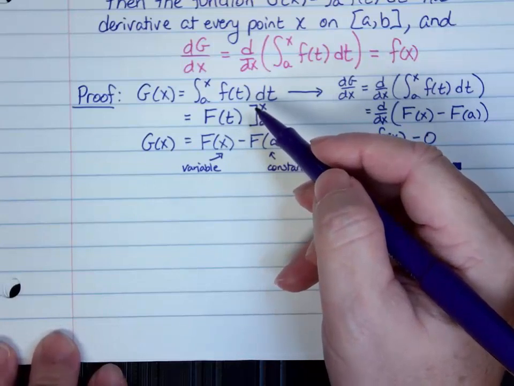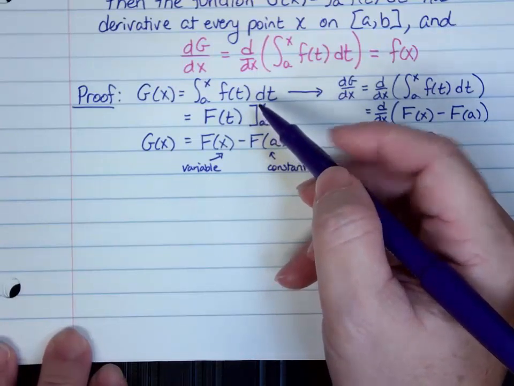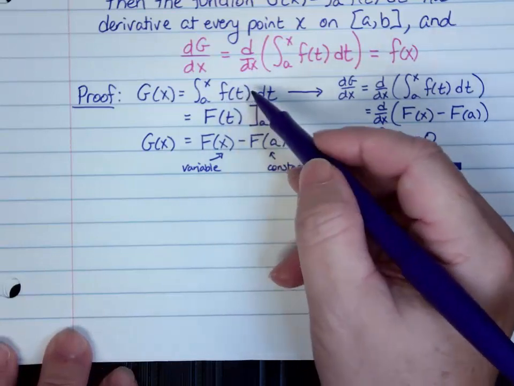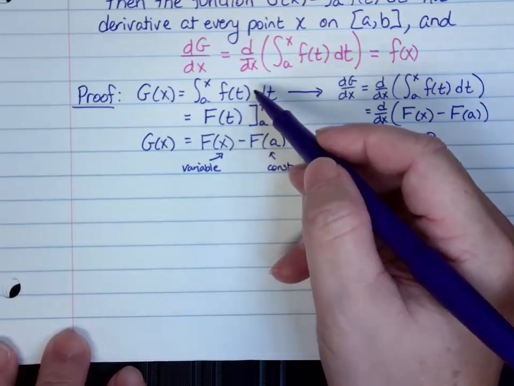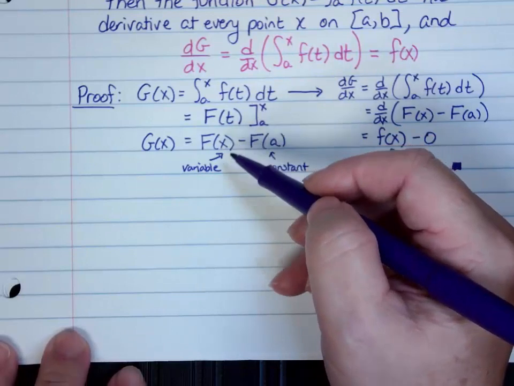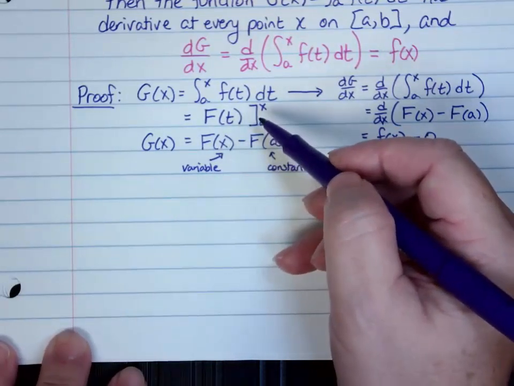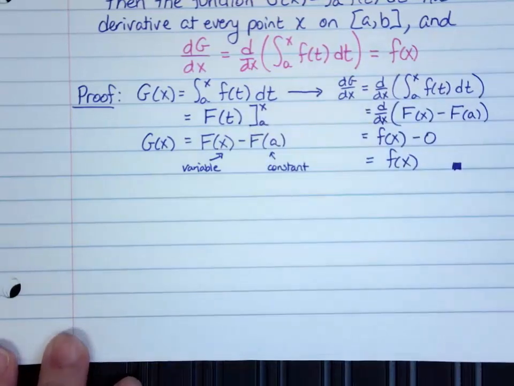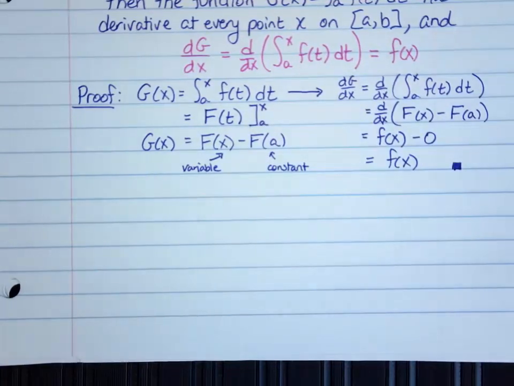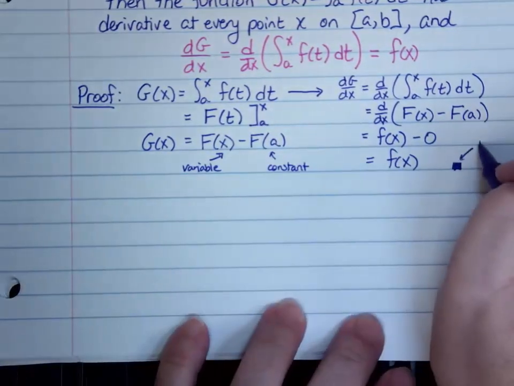Does that make sense? Okay, if this was like a 5, what's the antiderivative of 5? 5x. What's the derivative of 5x? 5. It goes back to where it started. Does that make sense? Okay. Any other questions? So I'm going to put a little arrow. This means done with the proof.